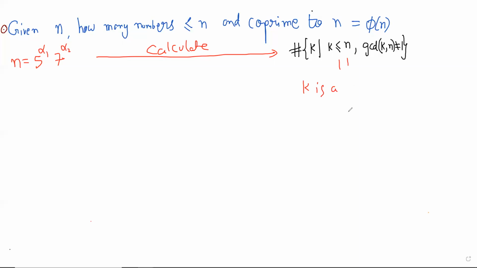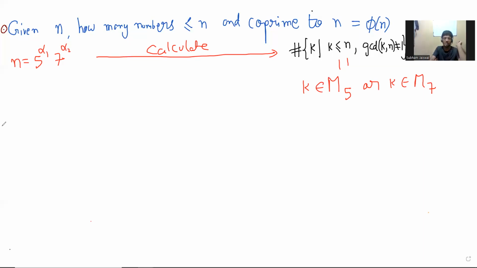k has to either be a multiple of 5. It could be a multiple of 5 square, that we don't know. But k is a multiple of 5 or a multiple of 7. So k is in M5, with the n, or k is in M7. It is just simple, right?